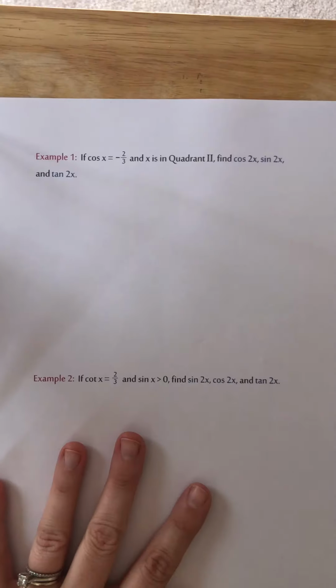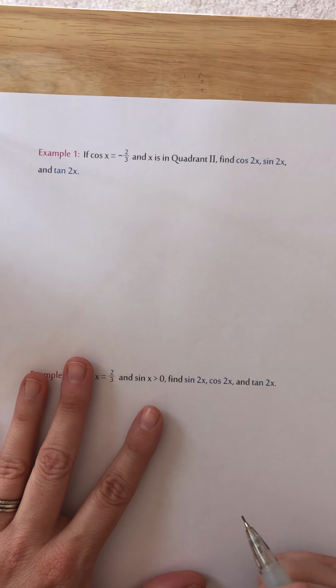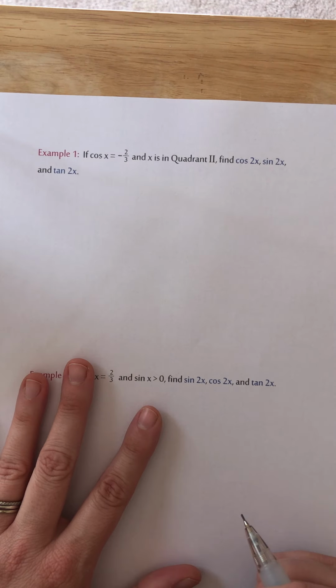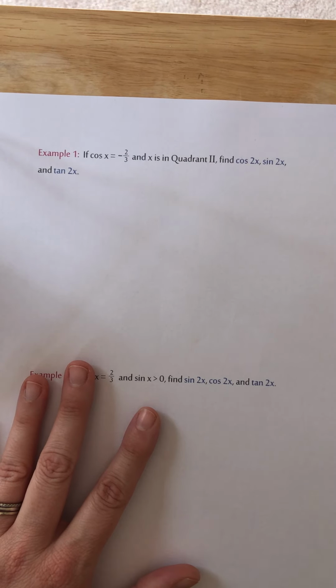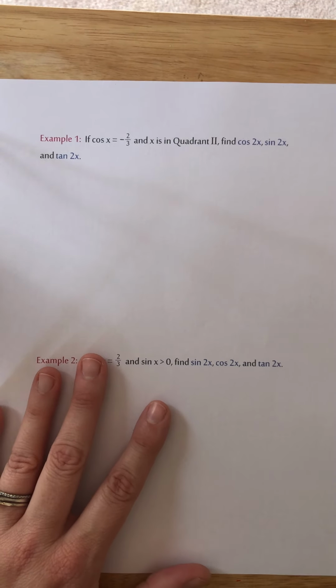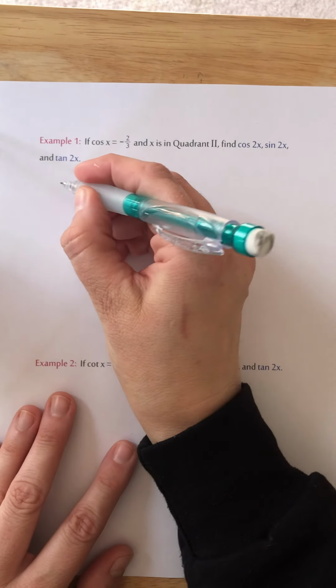So let's jump in to some examples. So this first example says that cosine x is negative 2/3, and the angle x is in quadrant 2, and we're being asked to find cosine of 2x, sine of 2x, and tangent of 2x. So the first thing that I like to do is get a picture going.